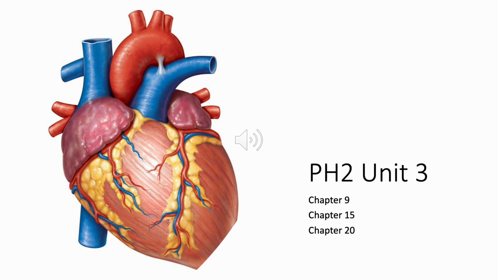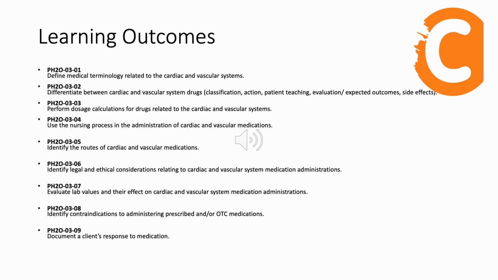Pharmacology 2, Unit 3 starts in Chapters 9, 15, and Chapter 20. Defining the medical terminology in each of these chapters on the cardiovascular system, differentiating between cardiac and vascular system drugs, the classification, action, patient teaching, evaluation, the expected outcomes, including the side effects.